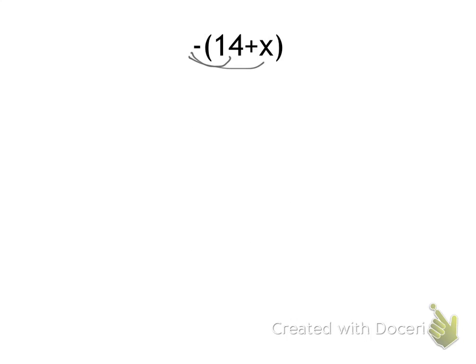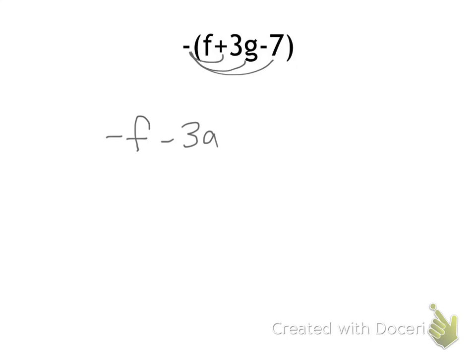Okay, using the distributive property, we distribute the negative, so we'll get negative 14 minus x. Distributing the negative again, two negatives make a positive, so that becomes a positive 8, and then a positive 6t. Distribute my negative again, so we get negative f minus 3g, two negatives make a positive, so plus 7. And nothing can be combined because none of them have the same base.